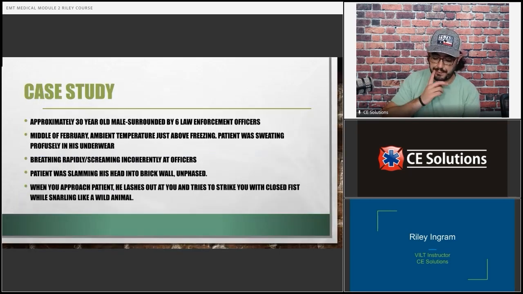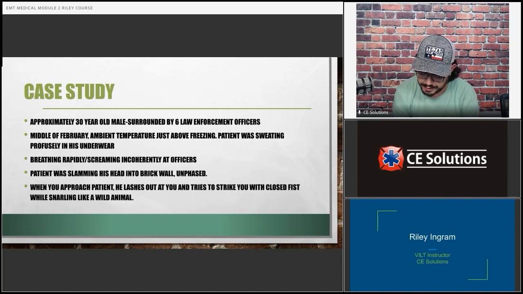All right, so for the case study, I'll just go ahead and jump into it. Medic 26 dispatched to a downtown intersection to assist police officers on scene with a patient who was acting erratically. We arrived to find 6 officers in a dark alleyway surrounding a male who appeared to be in his 30s. It was the middle of February, and the ambient temperature was just above freezing, but the male was wearing nothing but a pair of filthy, once white briefs. Yuck. As my partner and I walked up, we could see that the male was sweating profusely, breathing rapidly, and screaming incoherently at the officers.